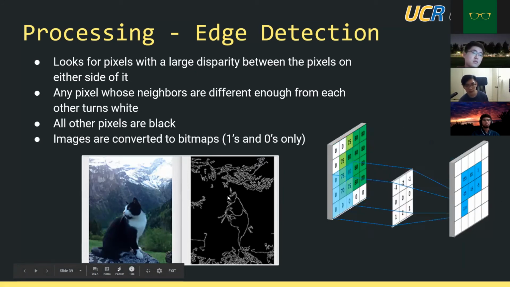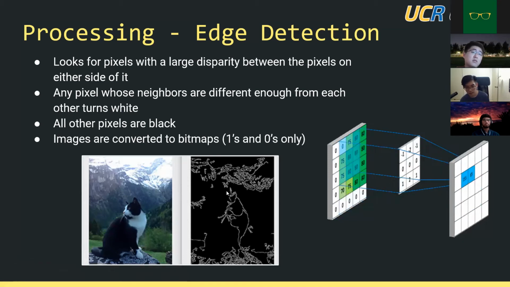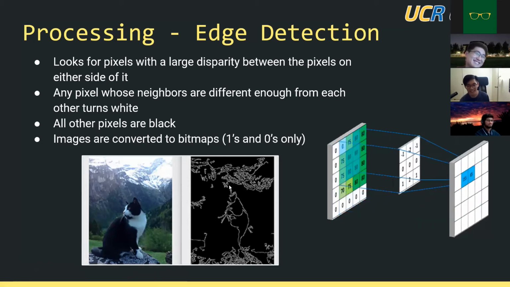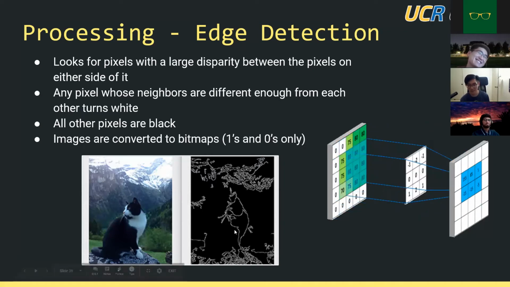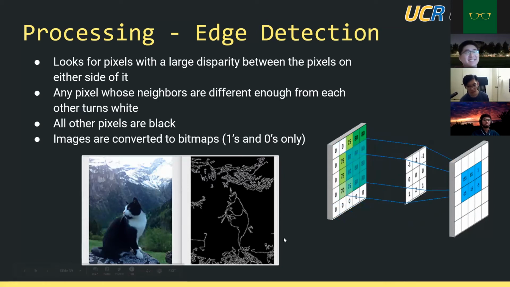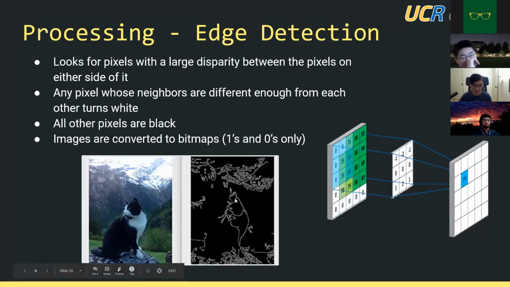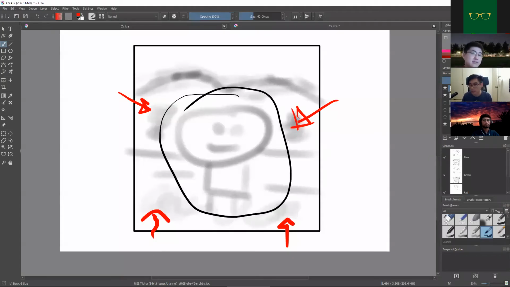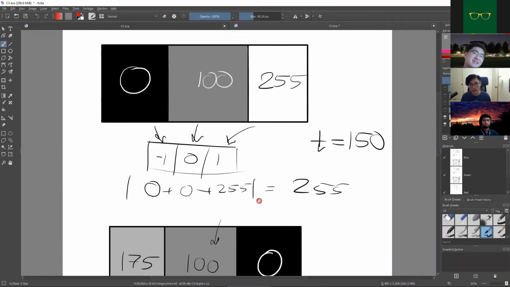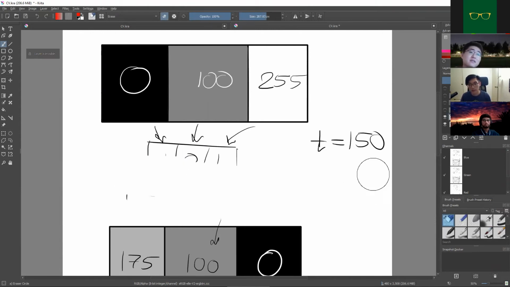And anything that counts enough as an edge, then the pixel turns white. And if not, then it turns black. So that's how we have this output here, right? And mathematically, how does that work? Well, we have our really simplified example here.